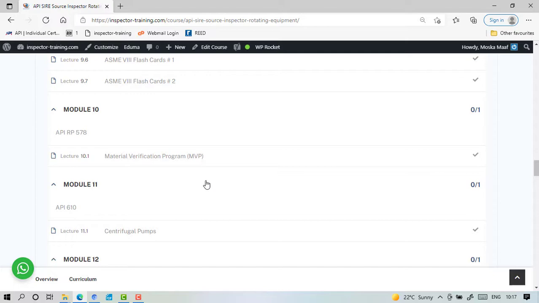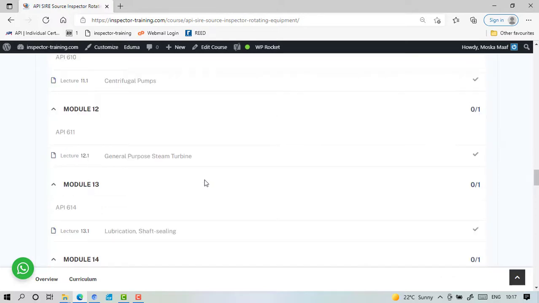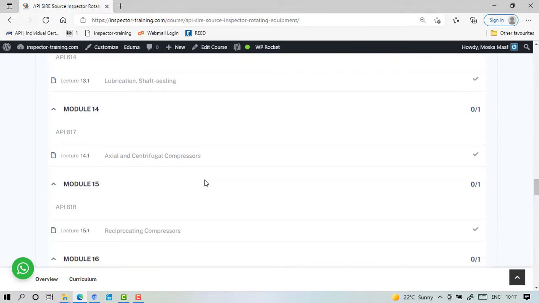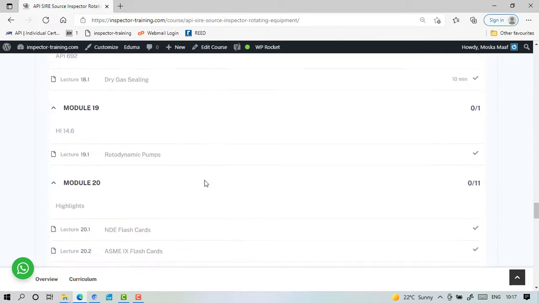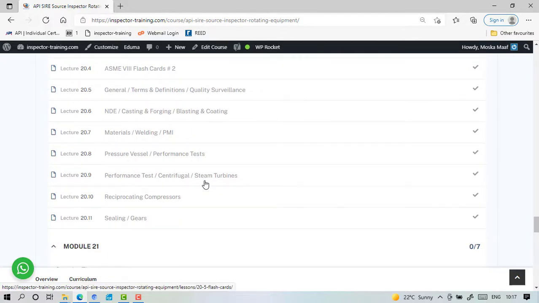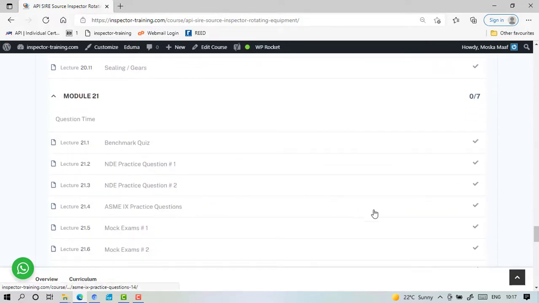Material verification program or positive material identification, 578, and then it covers the whole rotating part of the site: centrifugal pumps, general purpose steam turbines, lubrication, shaft sealing, axial and centrifugal compressors, reciprocating compressors, rotary type positive displacement compressors, general purpose gear units, dry gas sealing, and rotodynamic pumps. It's got quite a few flashcards, the mock exam, and practice questions.